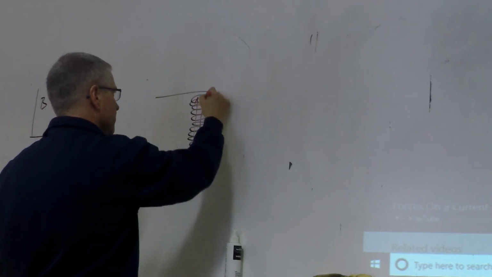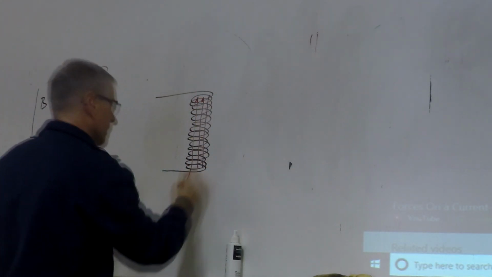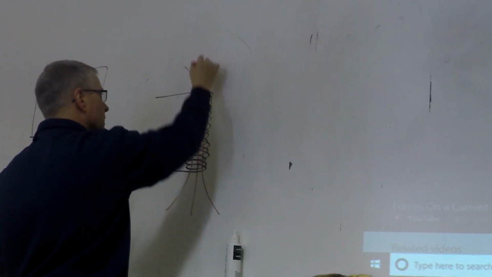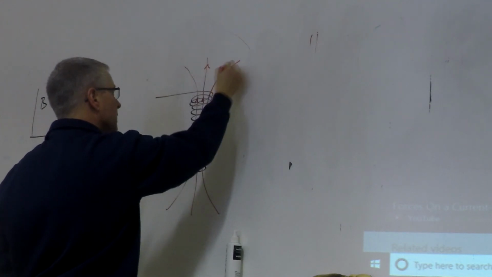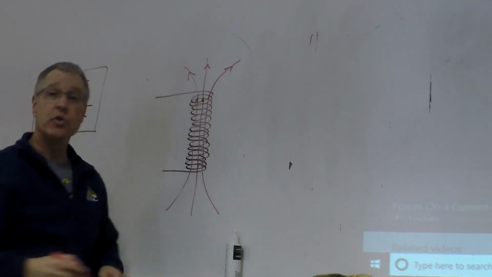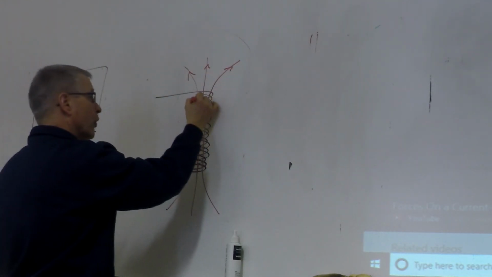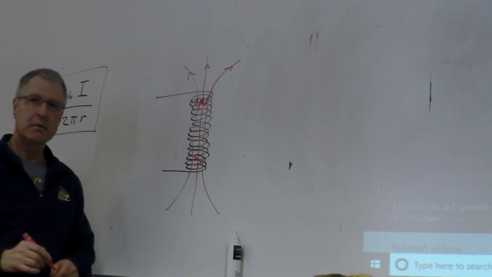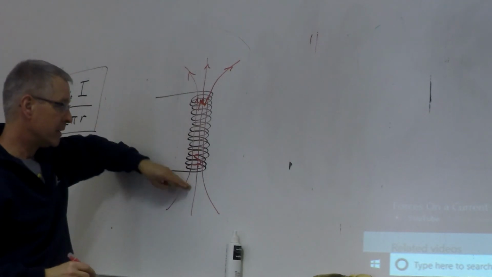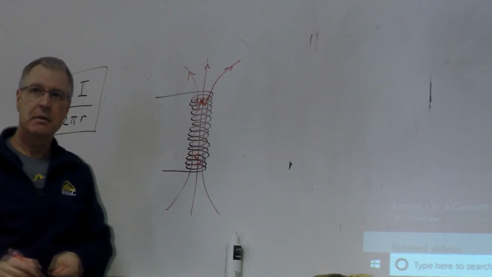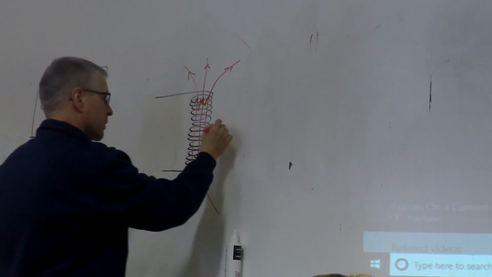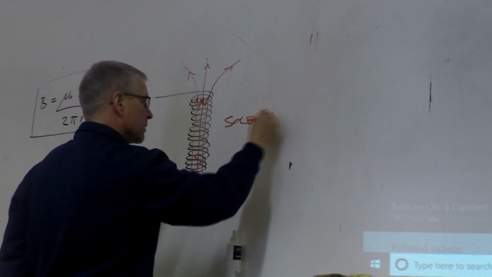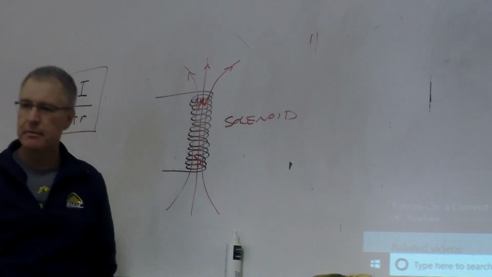Let's just start with 3 of them. And then down here, we go like this. In fact, notice I've got a north pole I've just made here, a south pole I've just made here. I've got field lines coming out of here, going into here. So this has a couple terms. These loops like that, here's the fancy term, that's a solenoid.